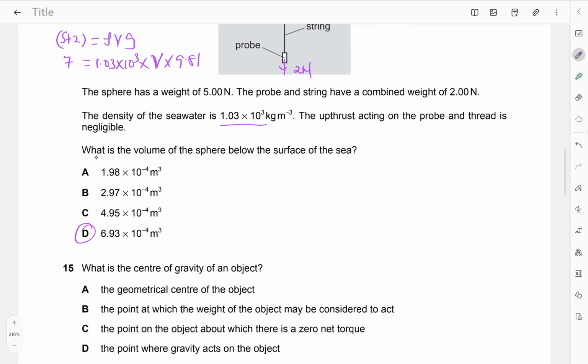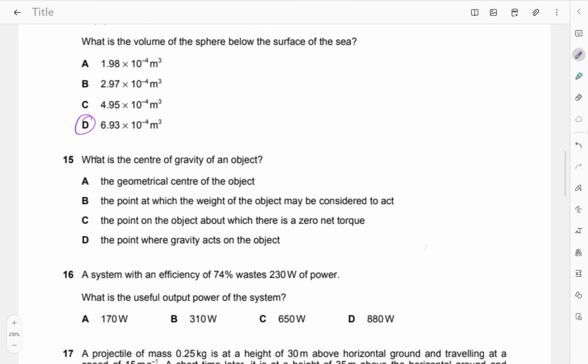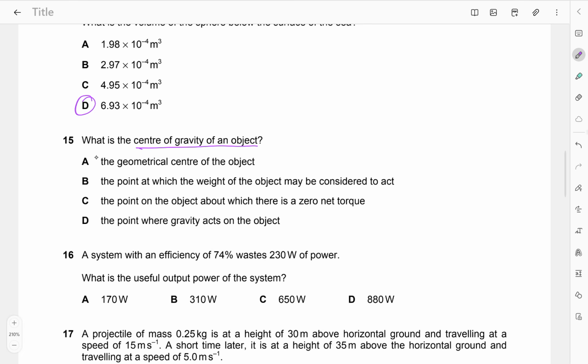What is the center of gravity of an object? Center of gravity is a point on an object. It may not even be on an object, but it's a point where the entire weight of an object is always considered to be acting, or seems to be acting. So our answer is automatically B: the point at which the weight of a body may be considered to act. That is the center of gravity.